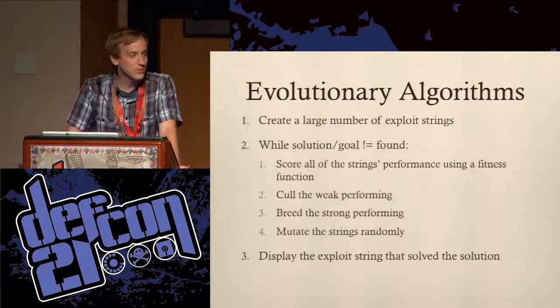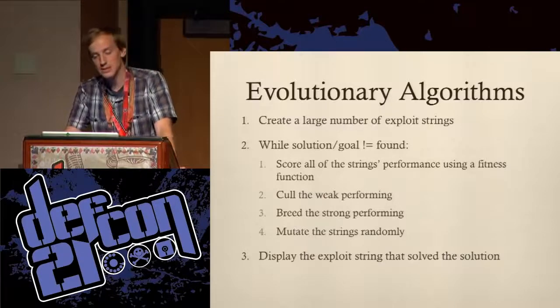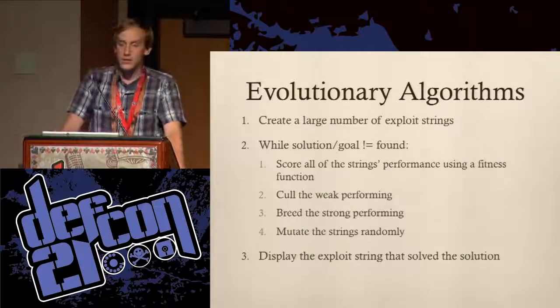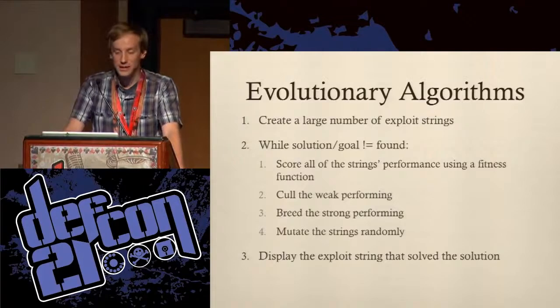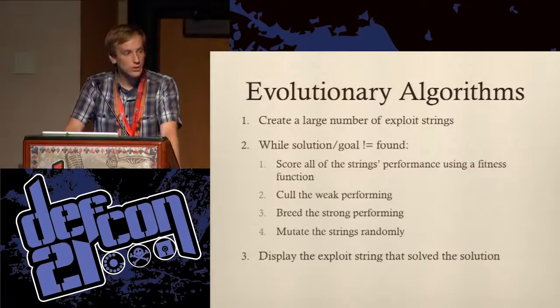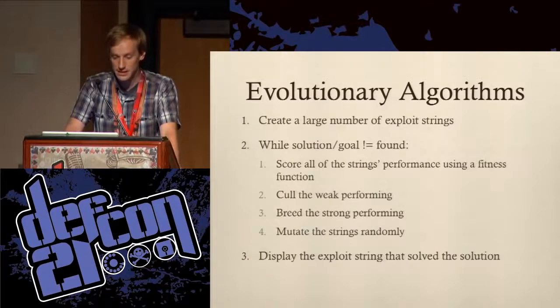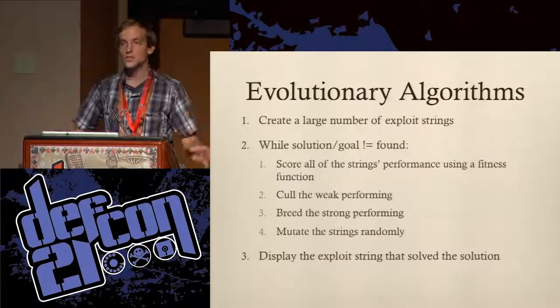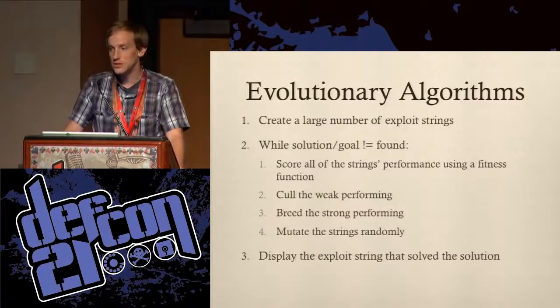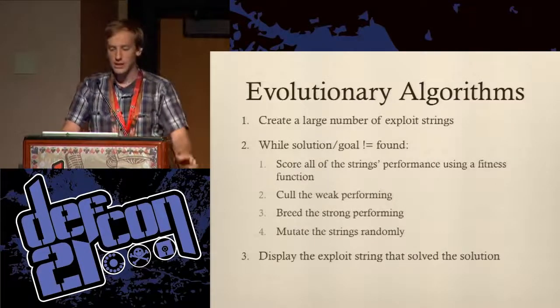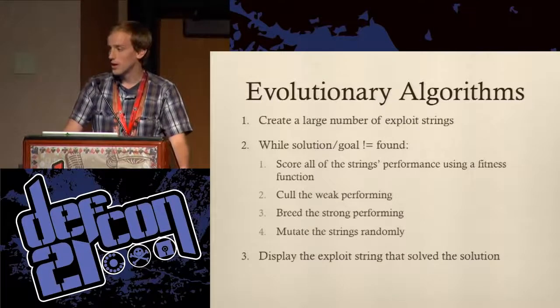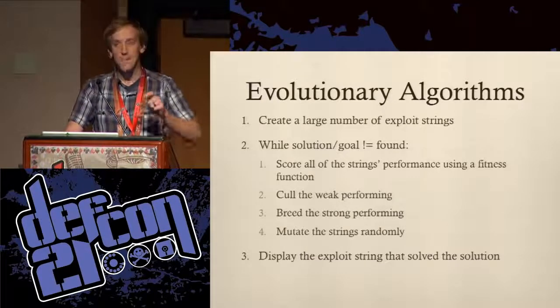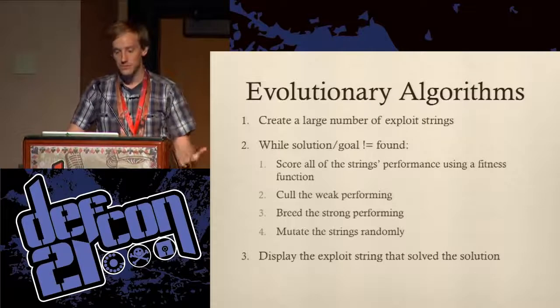So what is a genetic algorithm? Well, a genetic algorithm is essentially you create a large number of things, and in this case, they'll be exploit strings. And you look for a certain solution that these things will provide, and in this case, it'll be an exploit. Then you score all the strings' performance using some sort of fitness function. We'll get into that later, but it is a way of determining, using numbers, that this is a better injection string than the previous one.